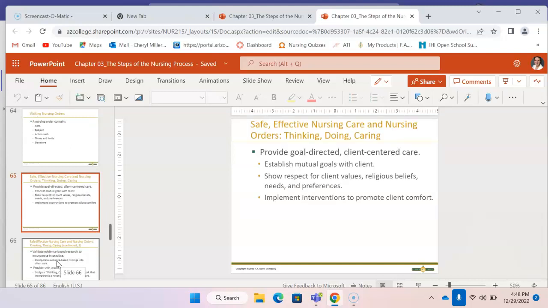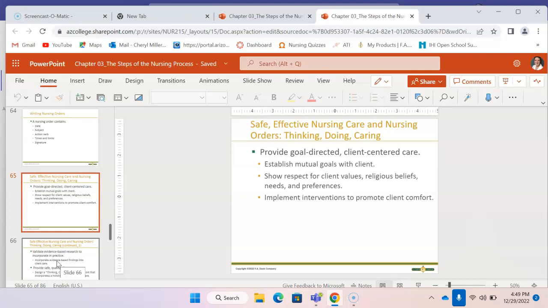So a nursing order would provide goal-oriented centered care, establish mutual trust with the client, show respect for the client's values, religious beliefs, needs, and preferences, implement interventions to promote client comfort.